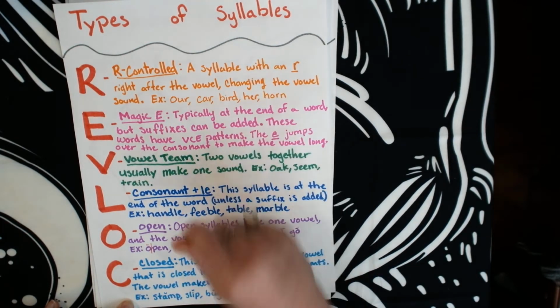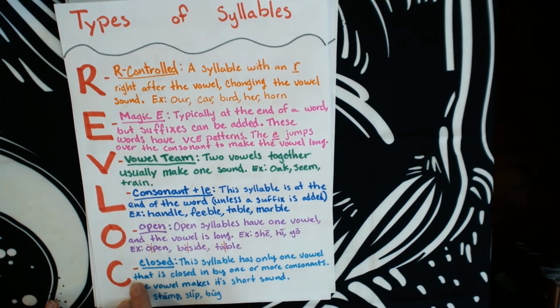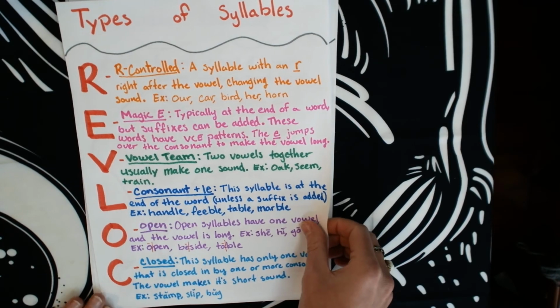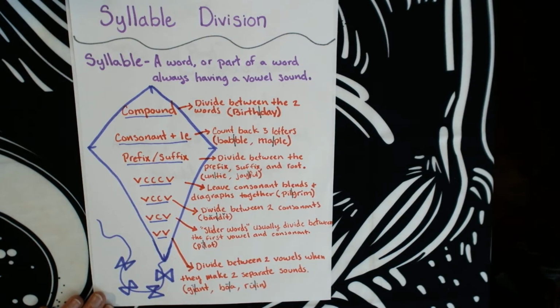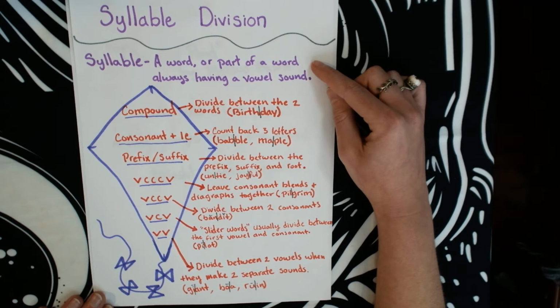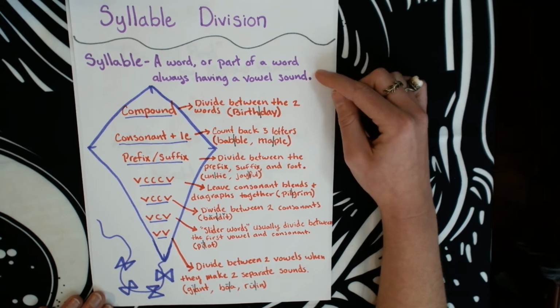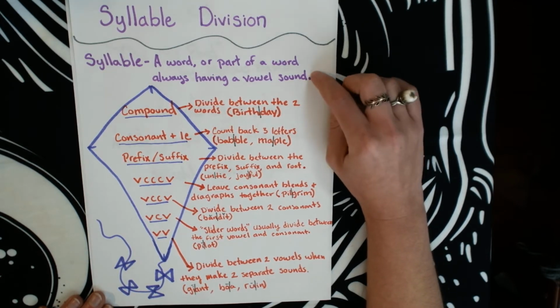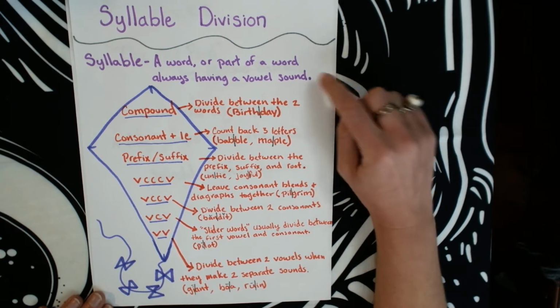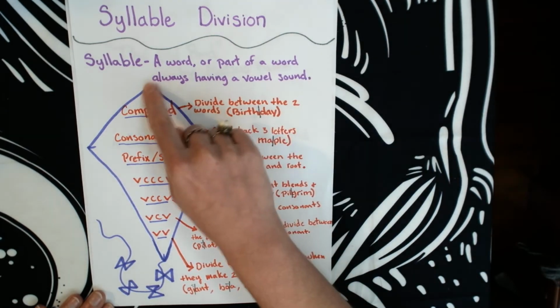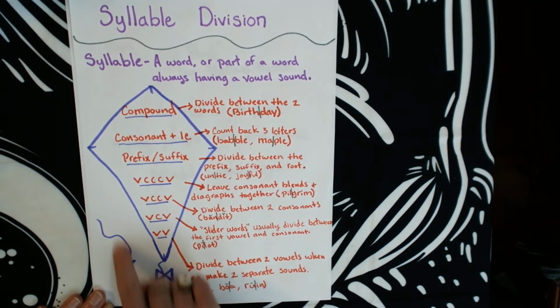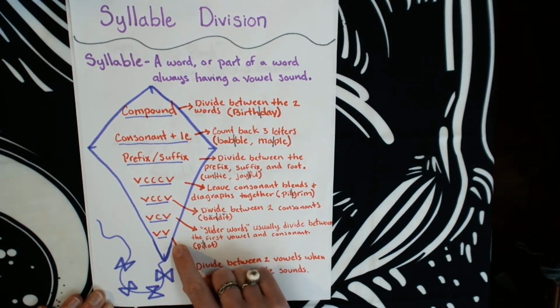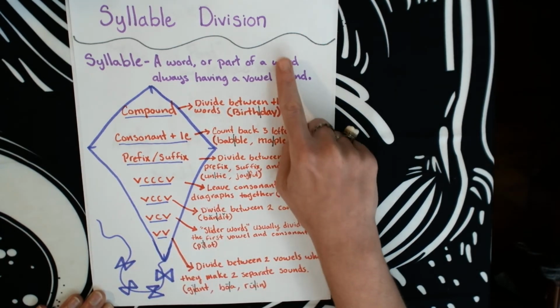So that was a super fast review of the 6 types of syllables, and we can use the acronym Revlock to help us remember. Now let's take a look at how you can divide words into syllables. Remember that a syllable is a word or part of a word that always has a vowel or a vowel sound. So syllables are not always words. They do not always have a meaning attached, but it is one group of sound together that always has a vowel. Looking at this kite, we had this in our classroom, and this is just a way to help us remember the different methods of dividing words into syllables.